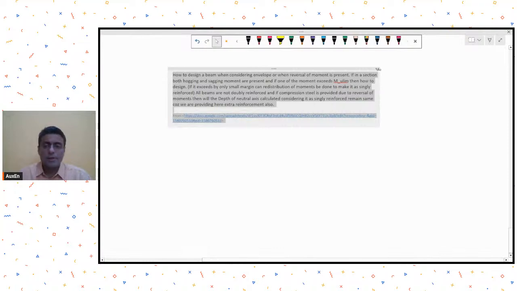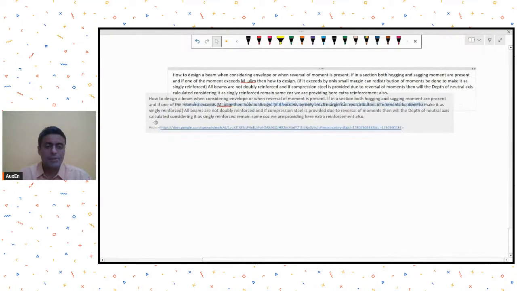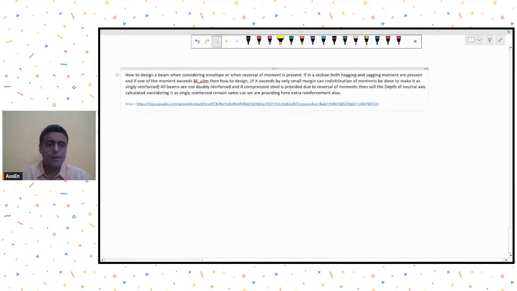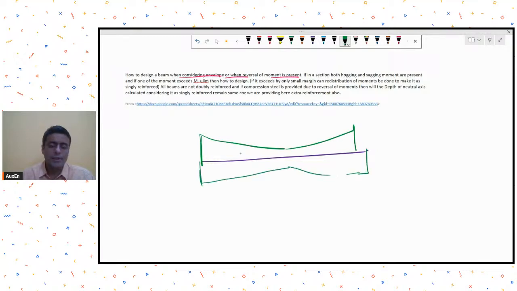Okay, good. So Aftab from Bangalore is asking, and this is a query of many of us. So let's see what he's asking: how to design a beam when considering an envelope, or when reversal of moment is present. Let's say he had a bending moment diagram and he's checking it in the envelope. So for some load combinations, he is getting a hogging moment.